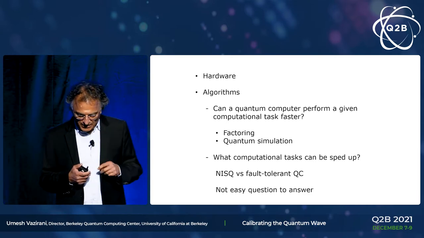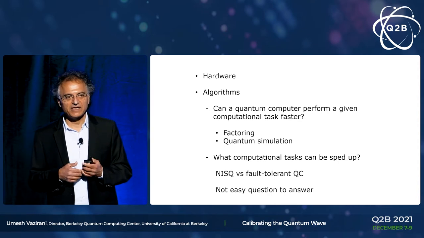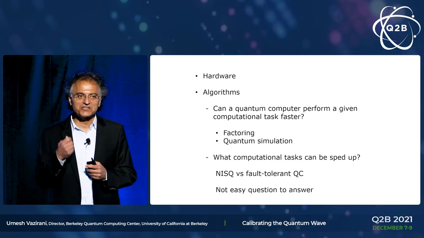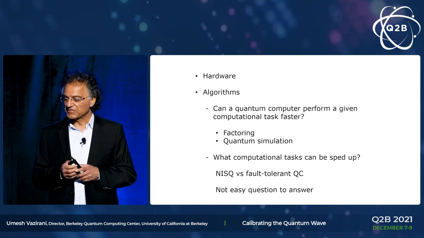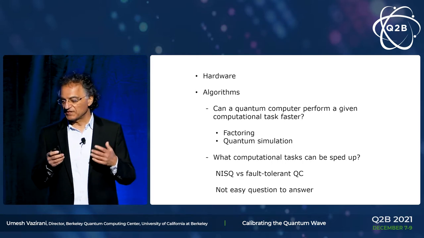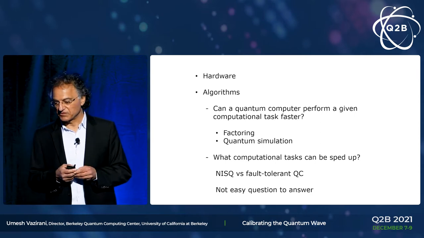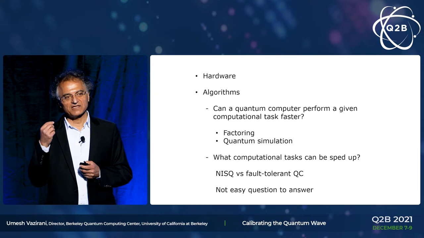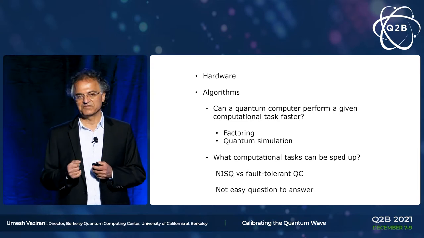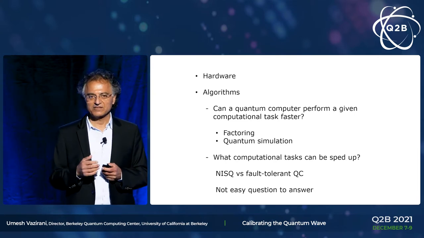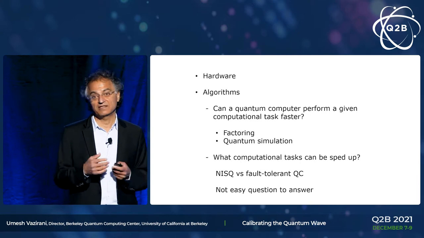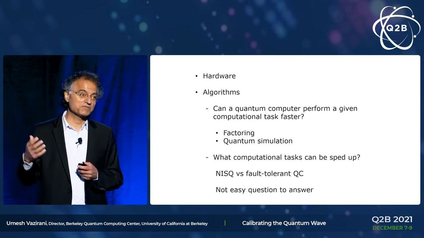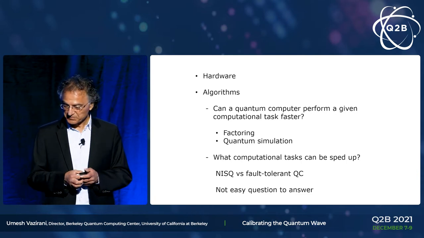So in terms of designing algorithms, the standard question one asks is, can a quantum computer perform a given task faster than classical computers? And the two biggest examples of this that we have follow this paradigm. Factoring, and quantum simulation. In both these cases, there's an exponential speedup over the best classical algorithm.